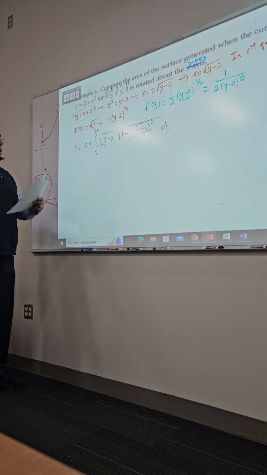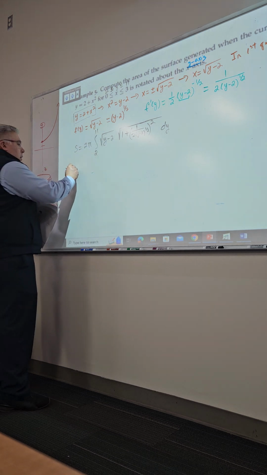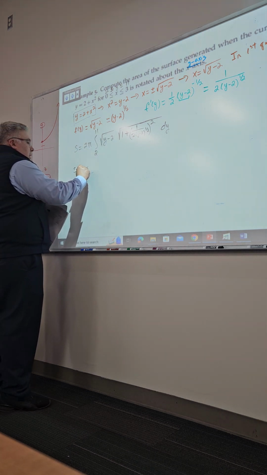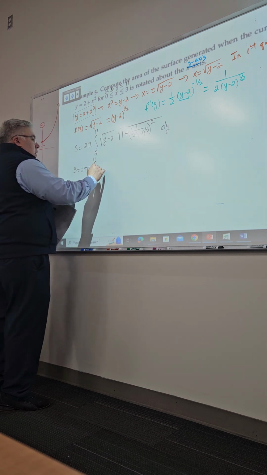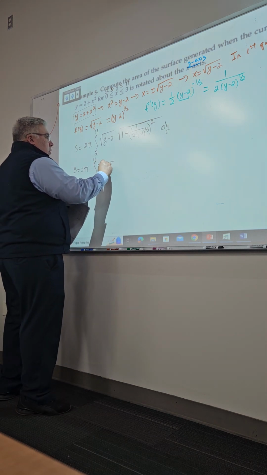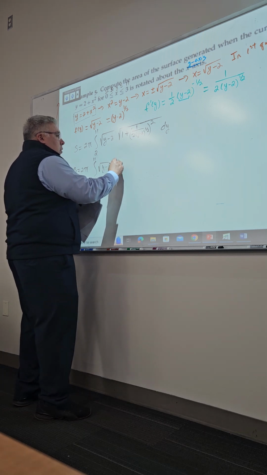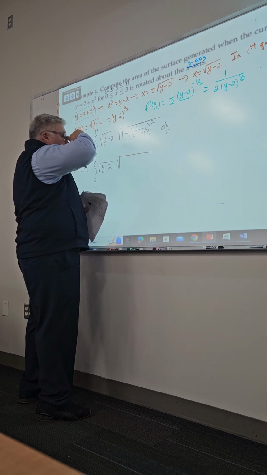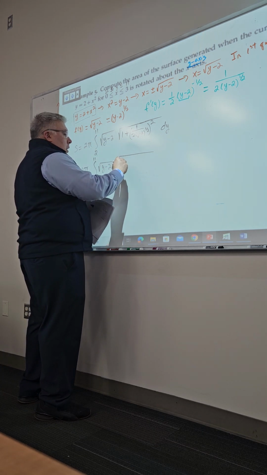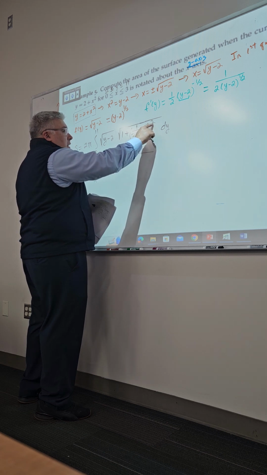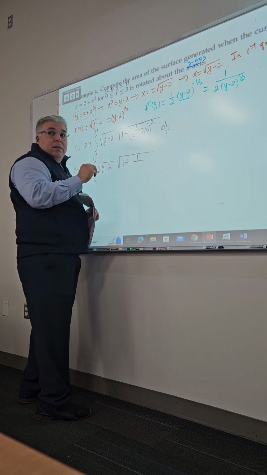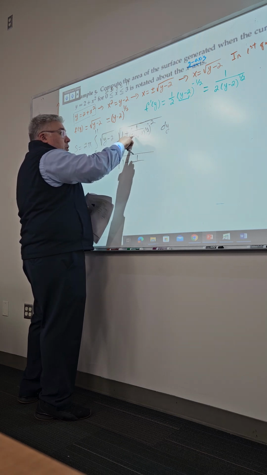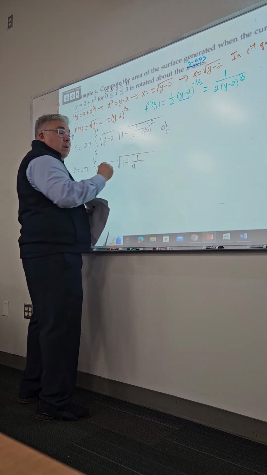Okay. When I square that, now again, this is another integral that you cannot do by hand. 2 pi, integral from 2 to 11, square root of y minus 2, square root of 1 plus, if I square this, I'm squaring the 1. 1 squared is still 1. Then I also squared the bottom. 2 squared is 4.